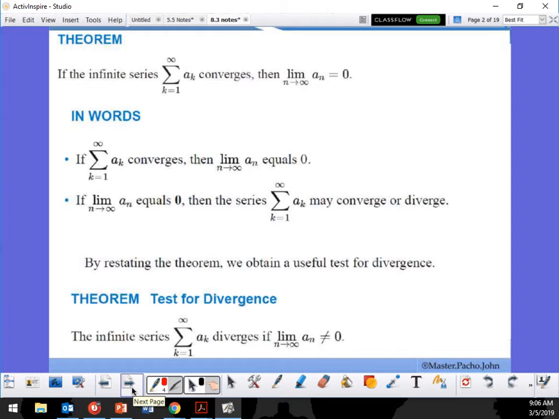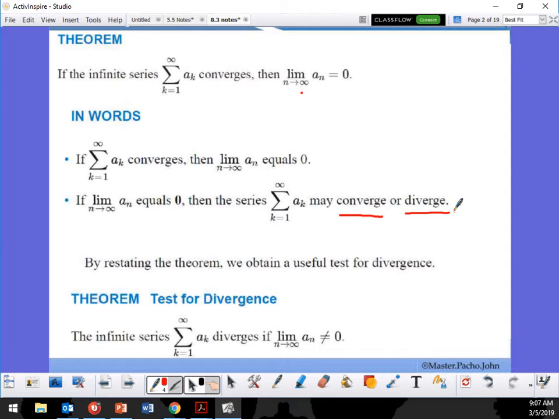All right, theorem. If the infinite series, k equals 1 to infinity of a of k, converges, then the limit as n goes to infinity of a of n should be 0, right? In words, if this series converges, then this limit equals 0. Now the converse of this: if the limit as n goes to infinity of a of n equals 0, then the series may converge or diverge.